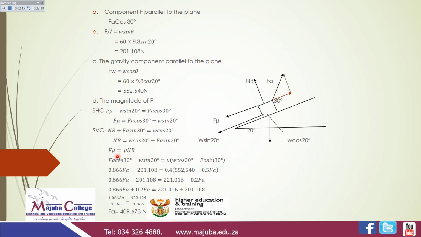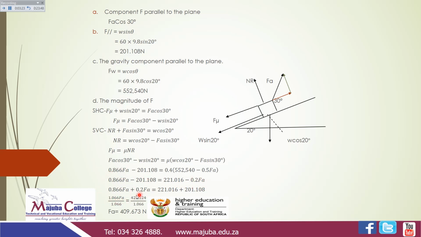Then you'll get the magnitude of cos 30 and the magnitude of W sin 20. You've already got it. You take it and substitute it here. Then your coefficient of friction and W cos 20, you've already got it. You take it and substitute it here. Then your sin 30 will be 0.5 FA. Then you open the brackets by multiplying with 0.4. So you'll get 221.016 minus 0.2 FA.